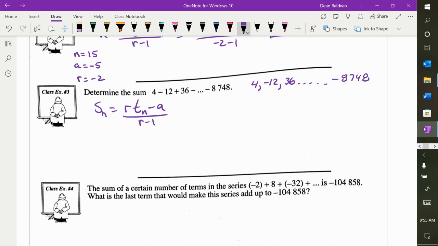Okay? So what is my A value? What's my R value? I wrote A is equal to 4. R is negative 3. So now you can see that the R value is negative 3. What's Tn? The last term. So this is Tn. Now you just got to plug it all in the formula. That's a 4, sorry. I'll erase it, make it a 4.